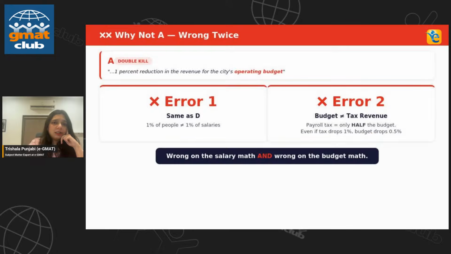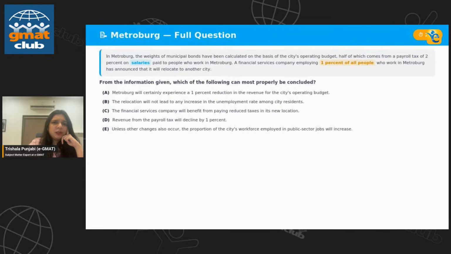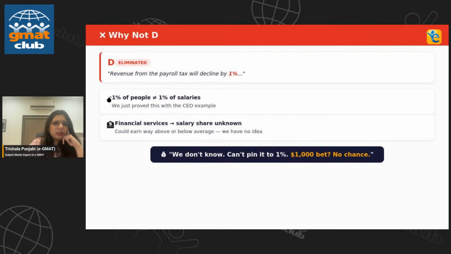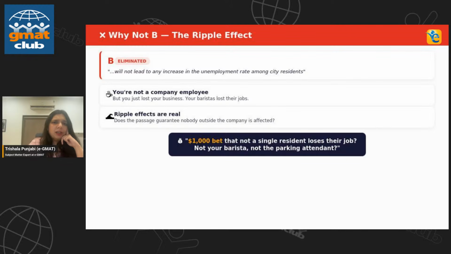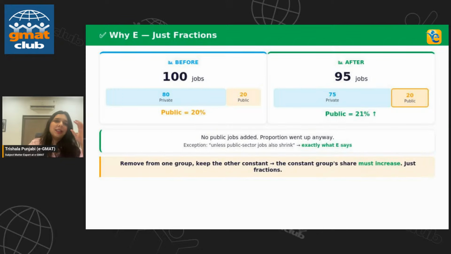If we look at option B, which says that relocation will not lead to any increase, can you say that it will not? It definitely will, right? Why? Because there's an ecosystem, there are ripple effects, not just about the company. Okay, so B also says that it's unemployment among city residents, and the passage is about people who work in the city. But the main thing is this.